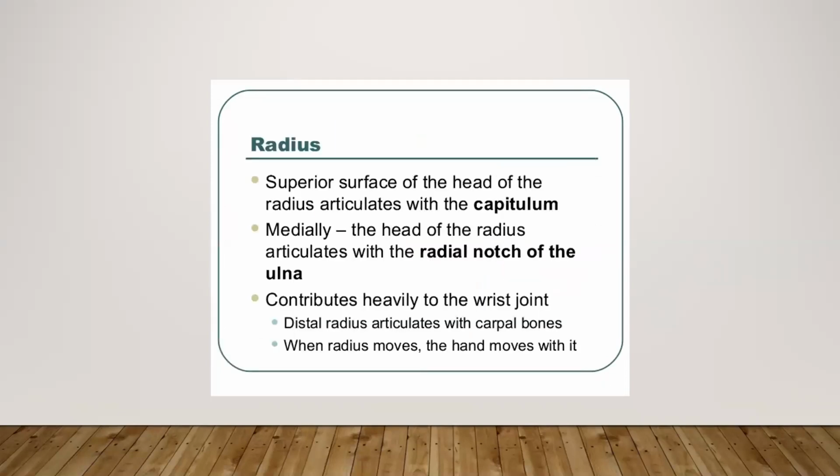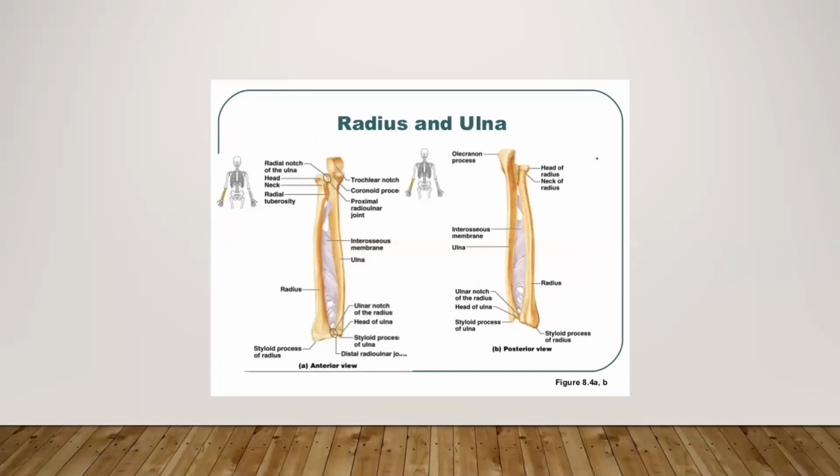Now radius. The superior surface of the head of the radius articulates with the capitulum, and medially the head of the radius articulates with the radial notch of the ulna. Medially, the head of the radius here. This is the radial notch of the ulna. Here it articulates.